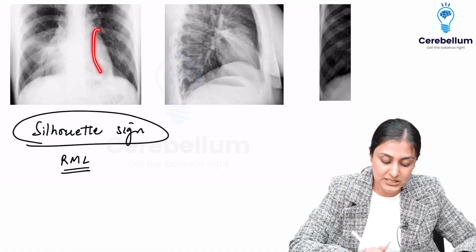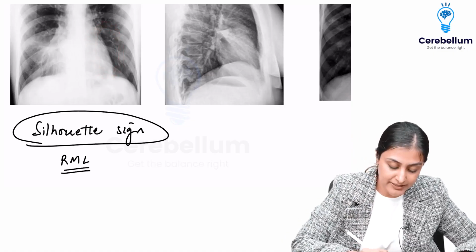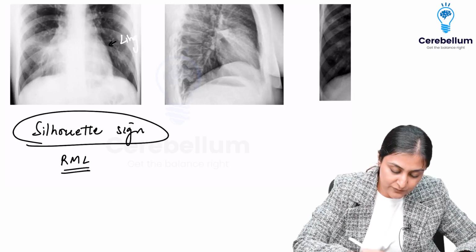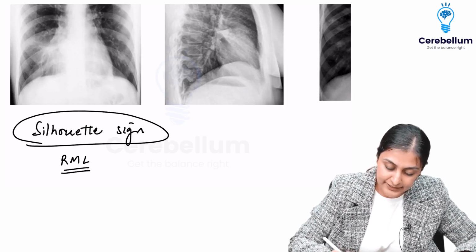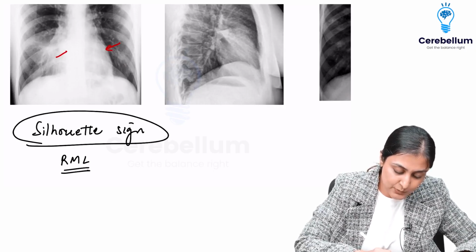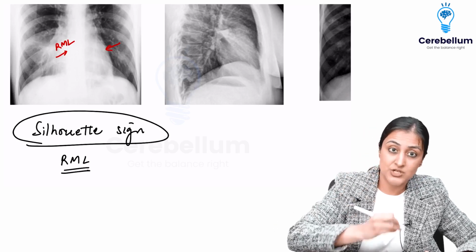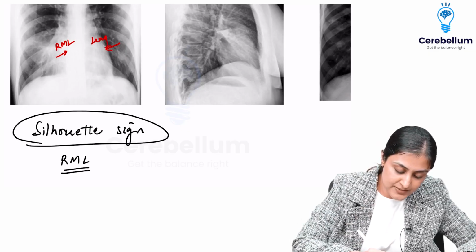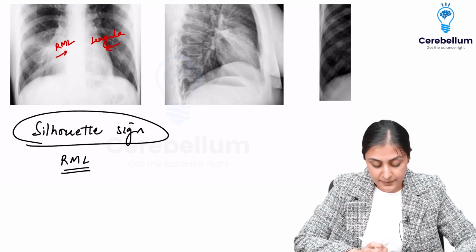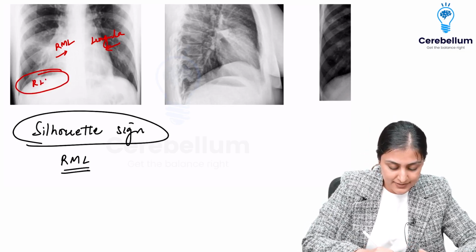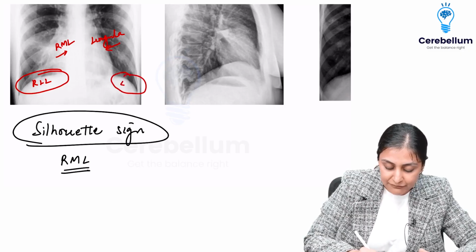If it silhouettes the left heart border, it is in the lingula. We don't have a left middle lobe, so we call that the lingula. So did you understand? Silhouetting the right heart border is right middle lobe. Silhouetting the left heart border is lingula. If something silhouettes the diaphragm, that is the right lower lobe or the left lower lobe.